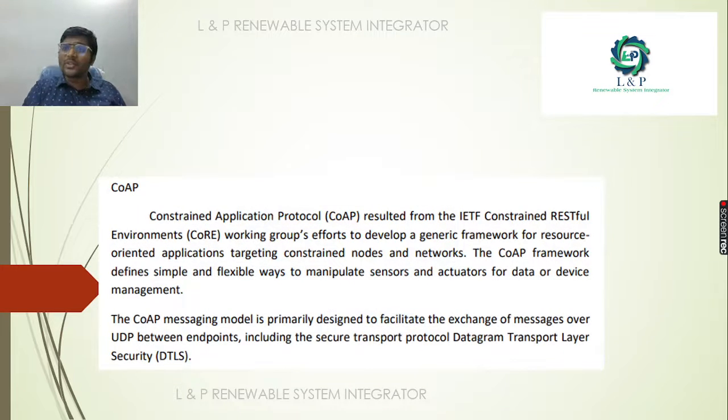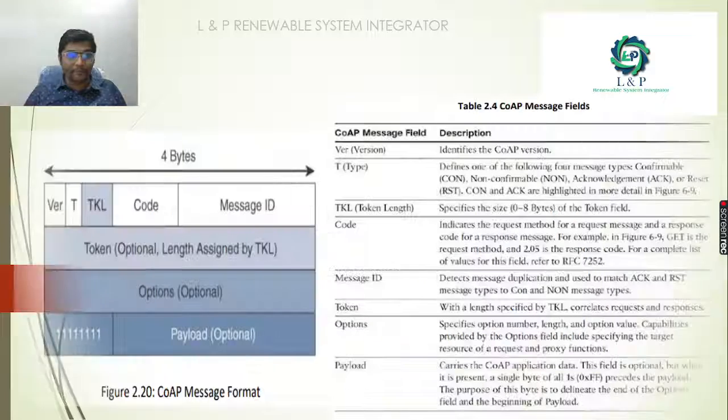What is CoAP? It is nothing but Constrained Application Protocol. It is a working group that works to develop a generic framework for resource-oriented applications targeting constrained nodes and networks. It is primarily designed to facilitate the exchange of messages over UDP between endpoints, including the secure transport protocol, that is Datagram Transport Layer Security.